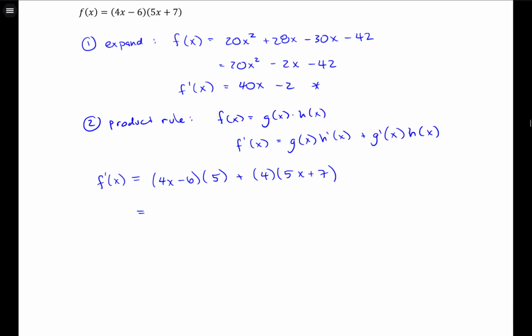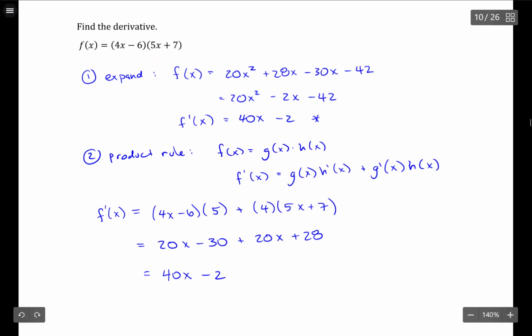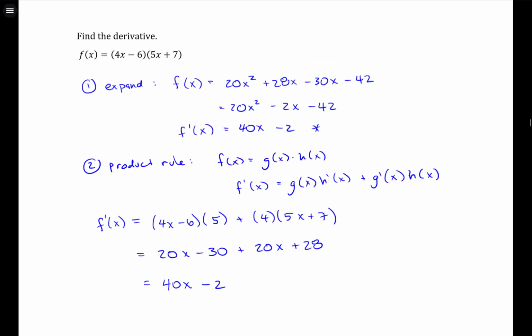But let's see, (4x minus 6) times 5 would be 20x minus 30. And 4 times (5x plus 7), 4 times 5x is 20x. And 4 times 7 is 28. Looks like familiar numbers there, I would assume. So we have 40x minus 2. The same derivative either way. If I had a preference, it would be to use the product rule.